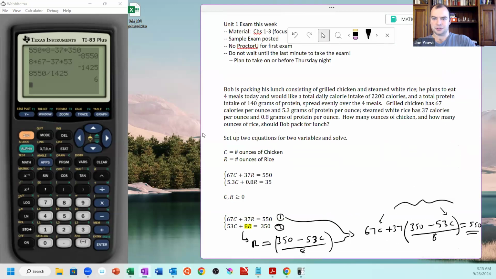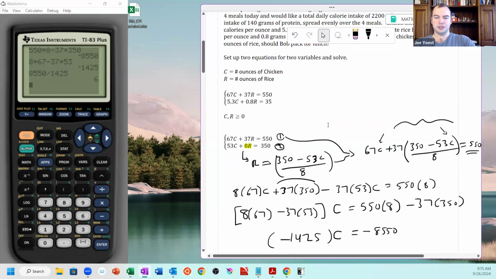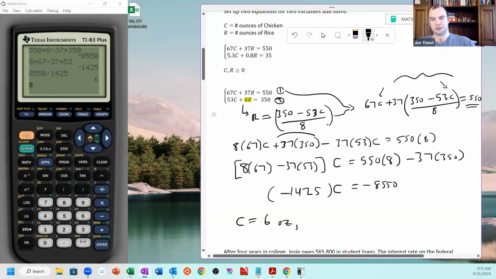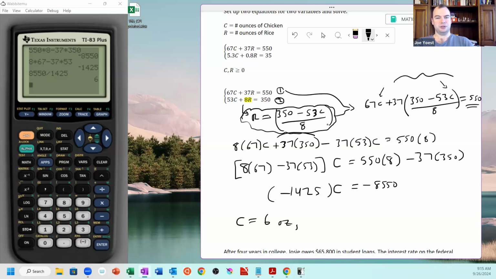And I think this was in ounces, right? Yeah, calories per ounce and grams per ounce. So we want 6 ounces of chicken. And then how much rice do we want? Well, we can just plug our chicken answer of 6 back into this equation for the amount of rice. So I need 350 minus 53 times 6. That's my numerator. I'll hit enter and then divide by 8, which gives me 4 ounces.